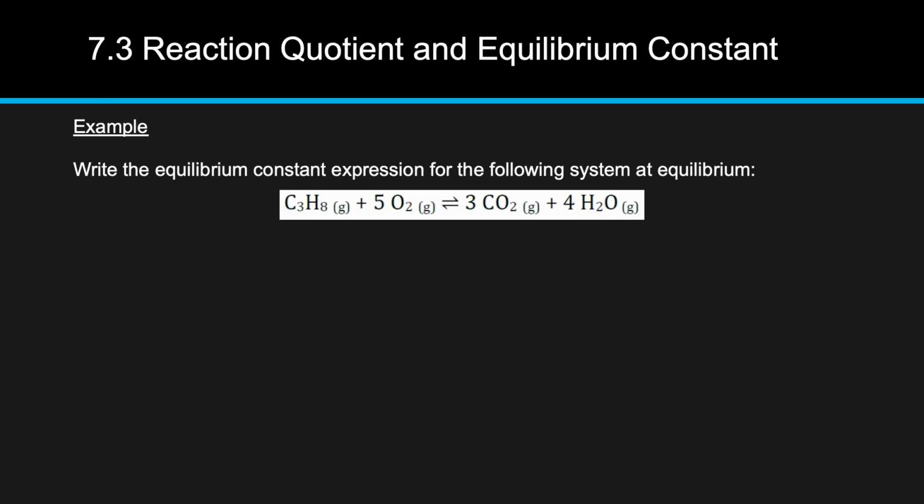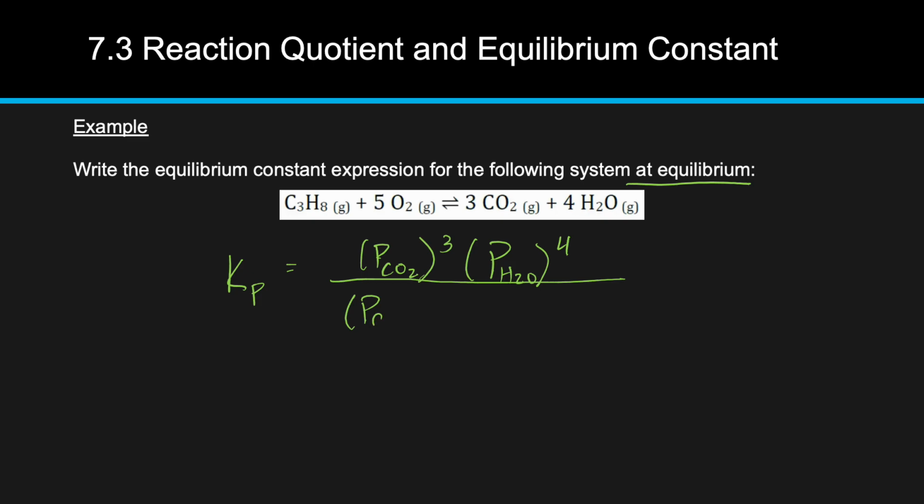Right, so here it says write the equilibrium constant expression for the following system at equilibrium. So because it said at equilibrium, I know I'm solving for K, not Q. And I also have gases, which means I'm going to be solving for pressure since it did not specifically tell me. So I have my products first. I have the partial pressure of CO2 raised to the 3rd power, the partial pressure of water raised to the 4th power. Then I have the partial pressure of C3H8 and the partial pressure of O2 raised to the 5th power. And that is my expression.